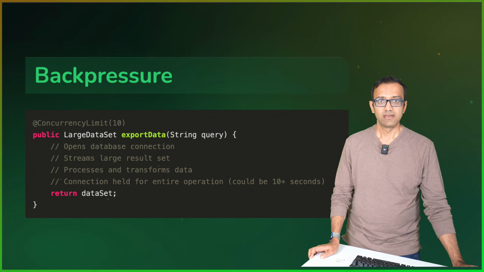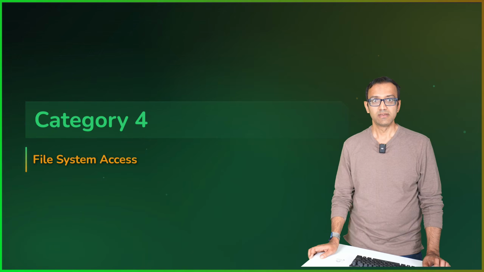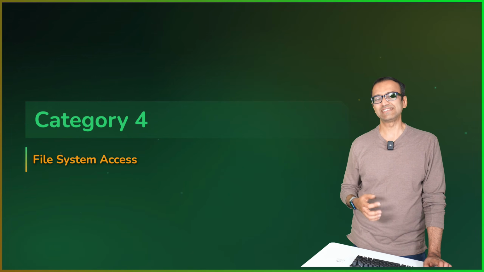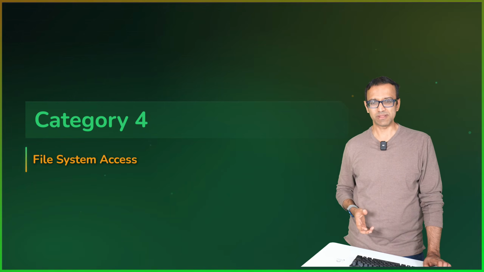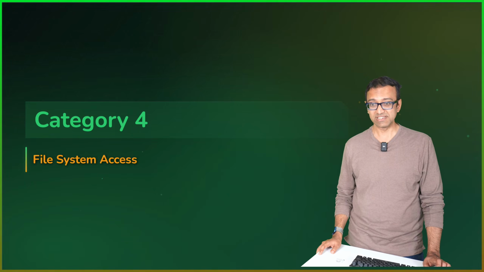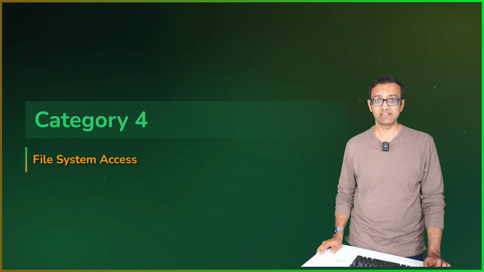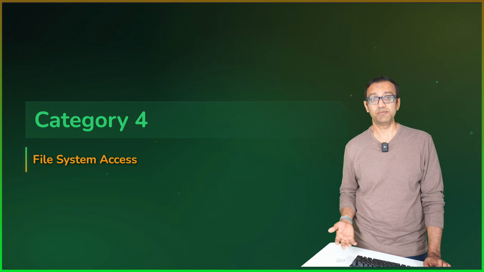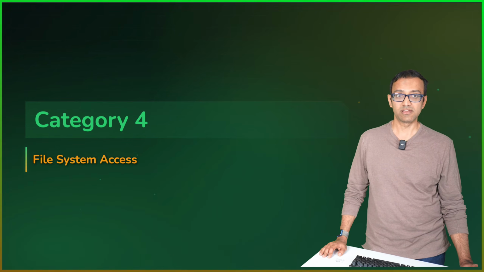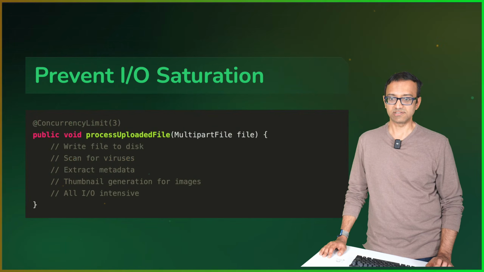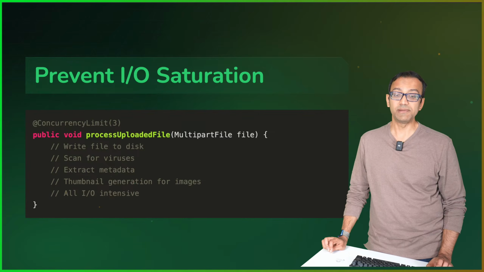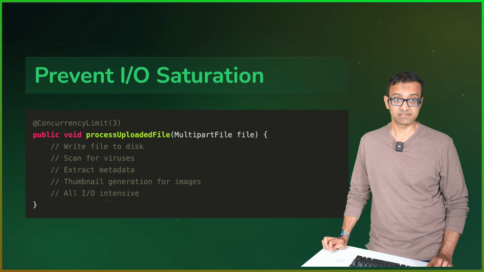All right, and then category 4, this is file system. Again, I don't think it is as common with Spring Boot applications. It's mostly database and probably message queues, but this is just another category of resource protection. We have large file uploads, for example, or log processing. You want to make sure that you're not overwhelming the resources, right? I/O saturation is what it's called, limiting concurrent file operations.